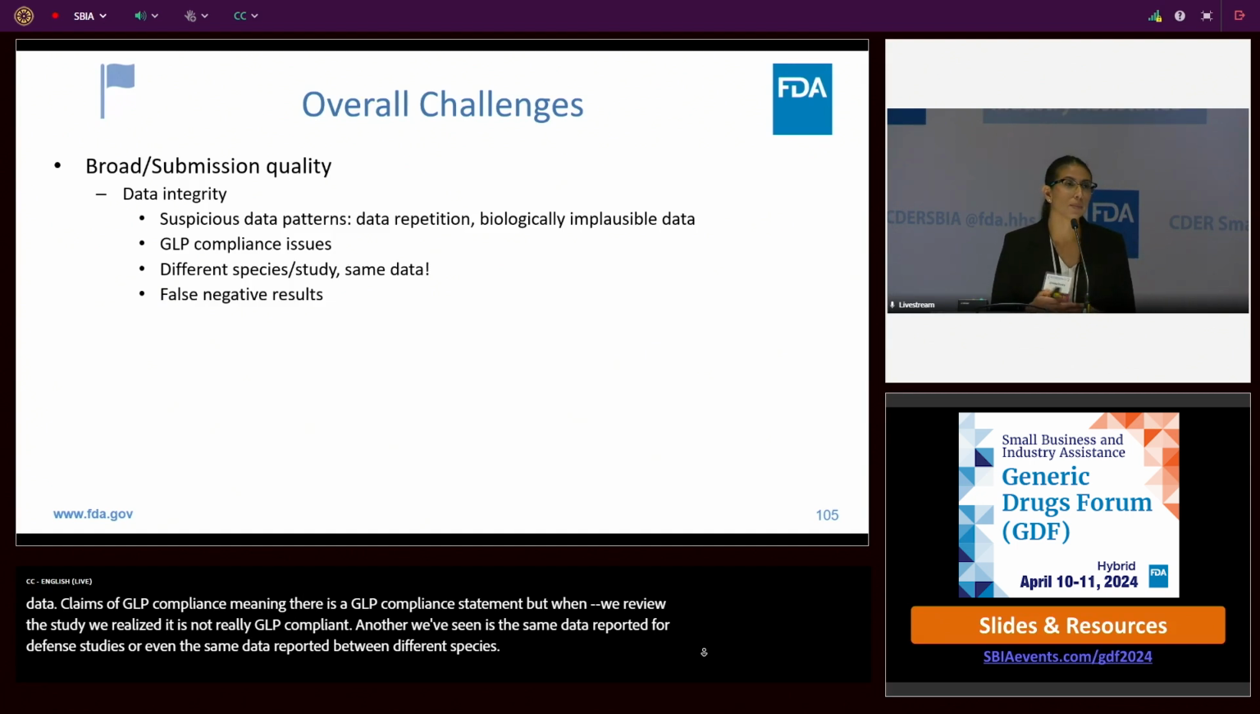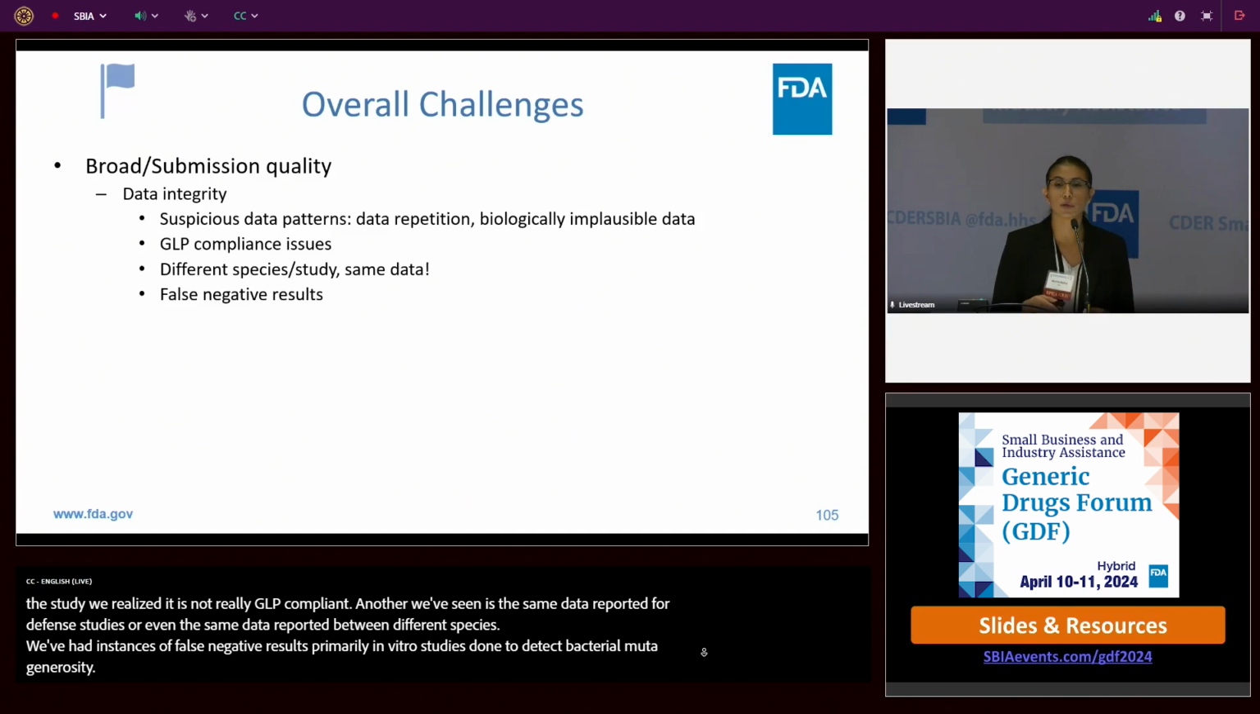We've also had instances of false negative results. These are primarily in vitro studies done to detect bacterial mutagenicity. Sometimes FDA has data to support a positive result, but the applicant or firm submits the negative results, which may raise some questions about study data integrity.